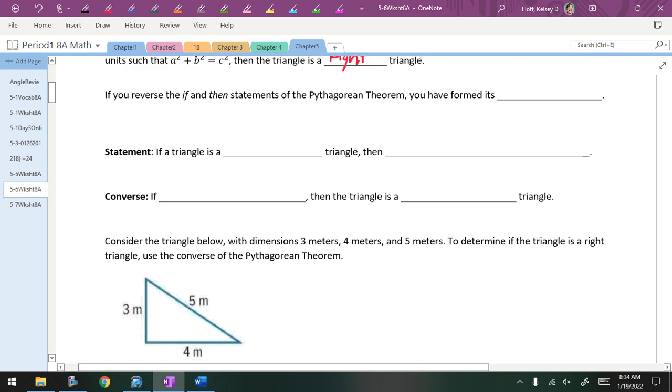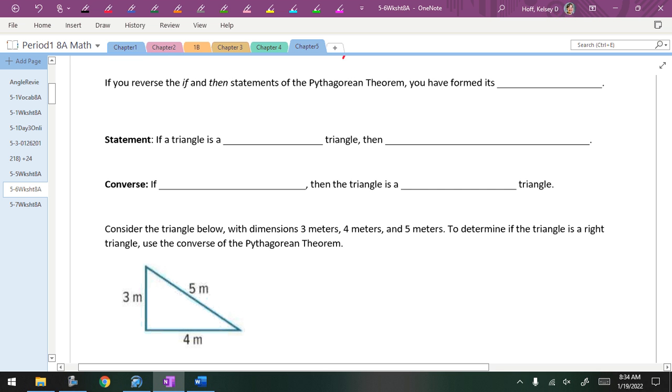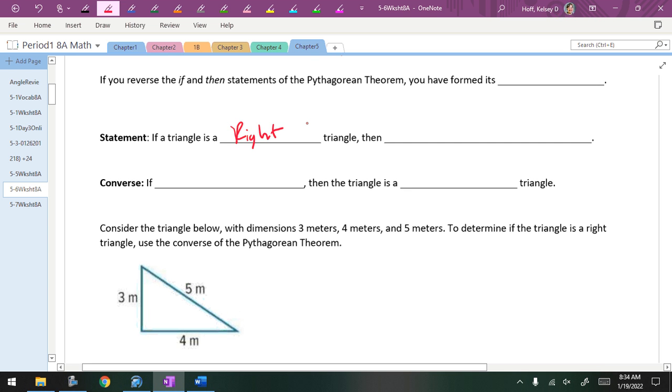Go down to where it says statement. Yesterday we learned if a triangle is a right triangle, then A squared plus B squared equals C squared. Every single triangle they gave to us yesterday was a right triangle. Today, they are going to flip that. If A squared plus B squared equals C squared, then the triangle is a right triangle. Today, you have to determine whether or not you have a right triangle.